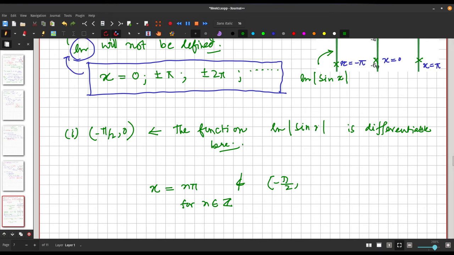Okay, sorry, I accidentally removed something. So these two are open intervals. So x equal to 0 is not included. Similarly, x equal to pi, minus pi, those are also not included. So this is the correct answer.